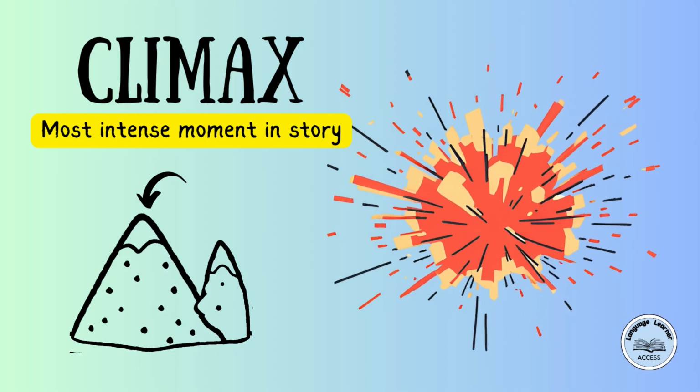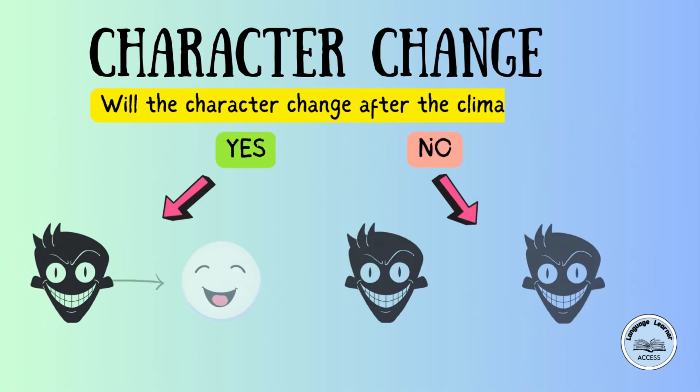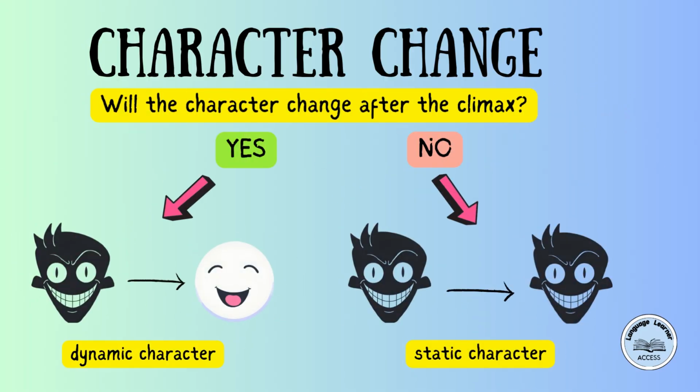Actually, a lot of characters change during or after the climax. At the climax, something big happens that forces the character to grow or change. If the characters do change, they are called dynamic. If they don't change, they are called static characters.